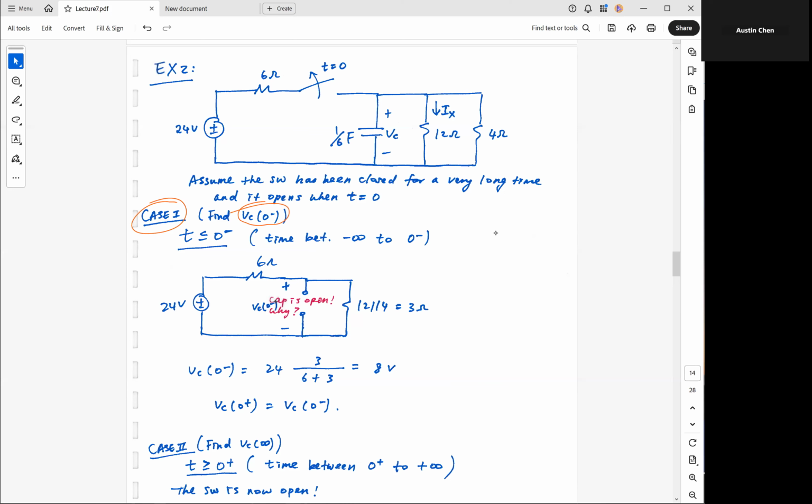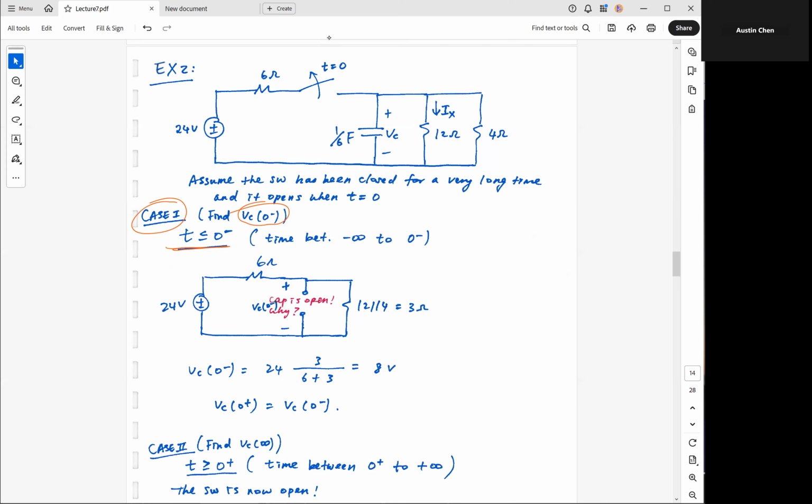If we look at this switch over here, the way we interpret it is that the switch is going to go from closed to open when t is equal to 0. That means before the switching event, the switch is in the closed position. It's only when t is equal to 0 that the switch is lifted up. So before the switching event, that's case number 1, the switch is closed.